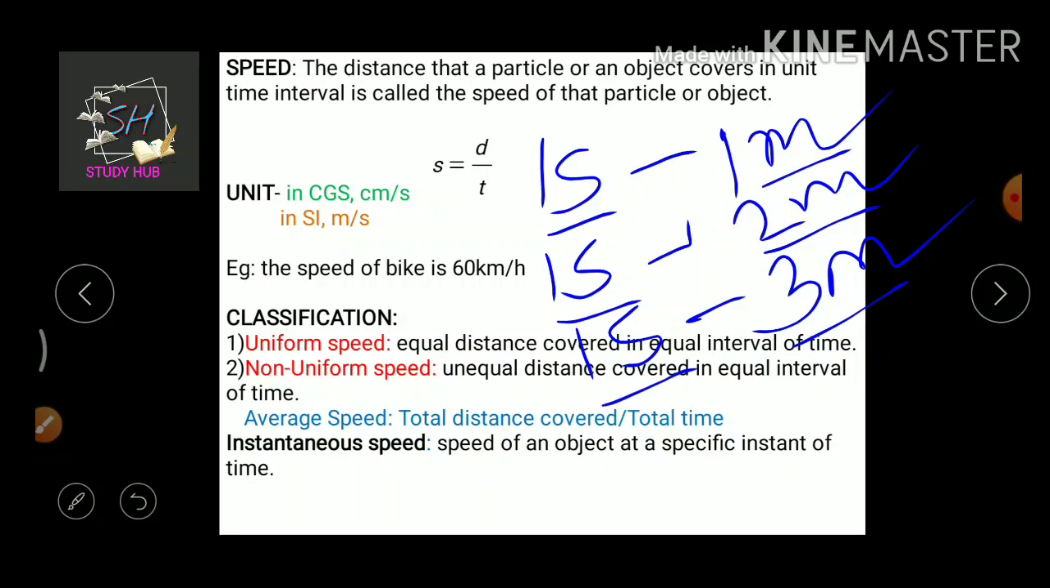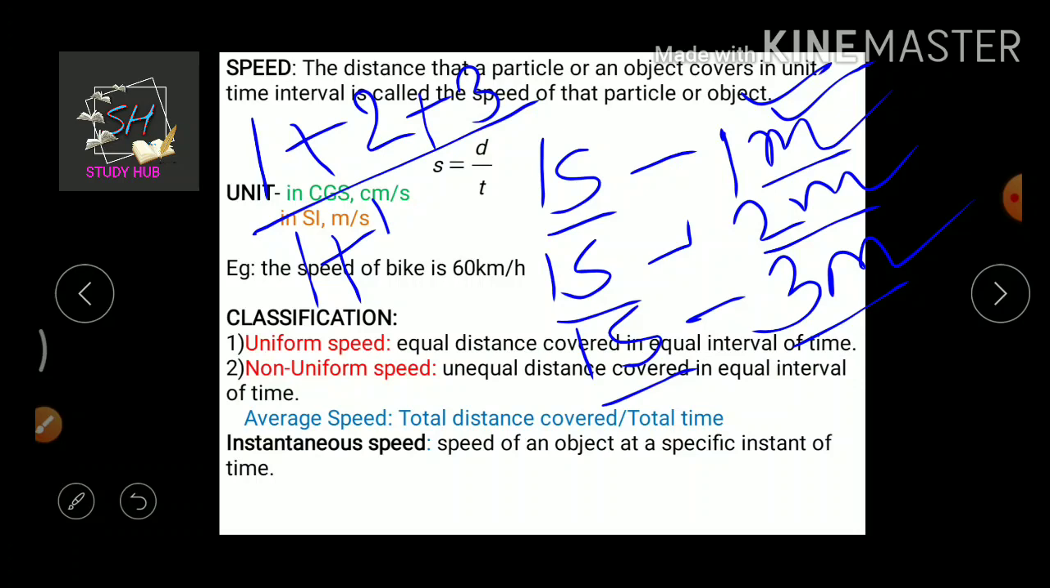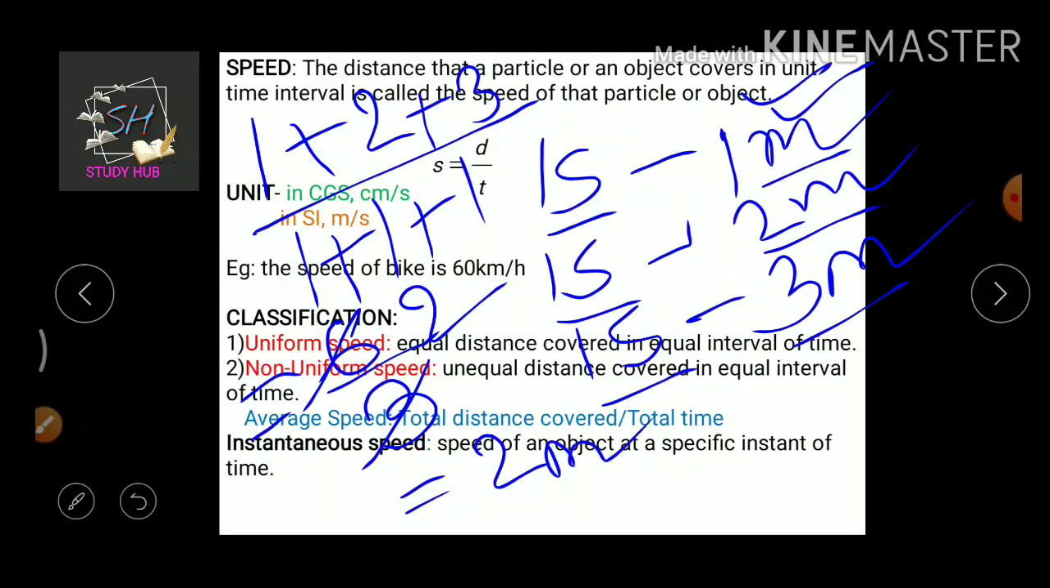So to find average speed, we just add these distances, that means 1 plus 2 plus 3, divide by total time, that means 1 plus 1 plus 1. This gives us 6 divided by 3, that means 2 meter per second is the average speed.